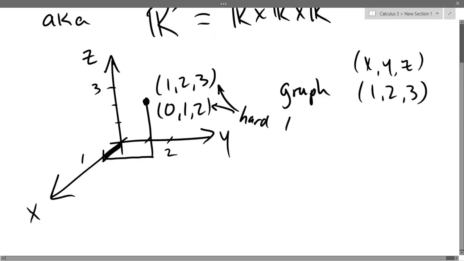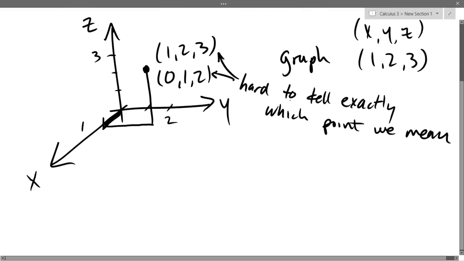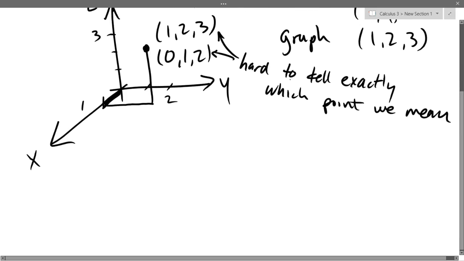So I'll just say it's hard to tell exactly which point we mean. So we're generally not going to graph in three dimensions. All right, so that should be enough to convince you there's at least some ambiguity as to where points are going to get plotted. You don't have this problem if you just have x, y. You just go over to the right a certain amount, up a certain amount, and that's it. All right, so we're going to generally avoid graphing.